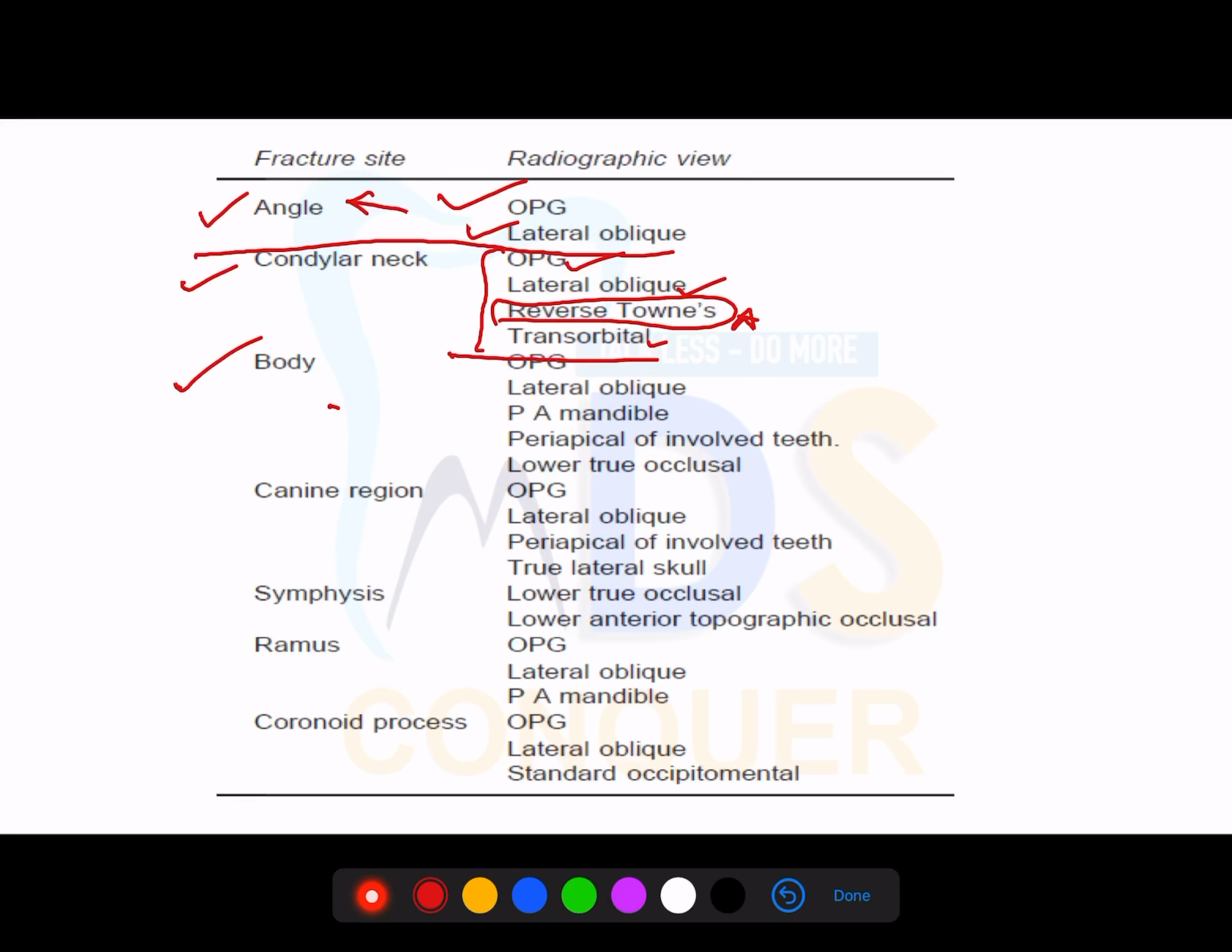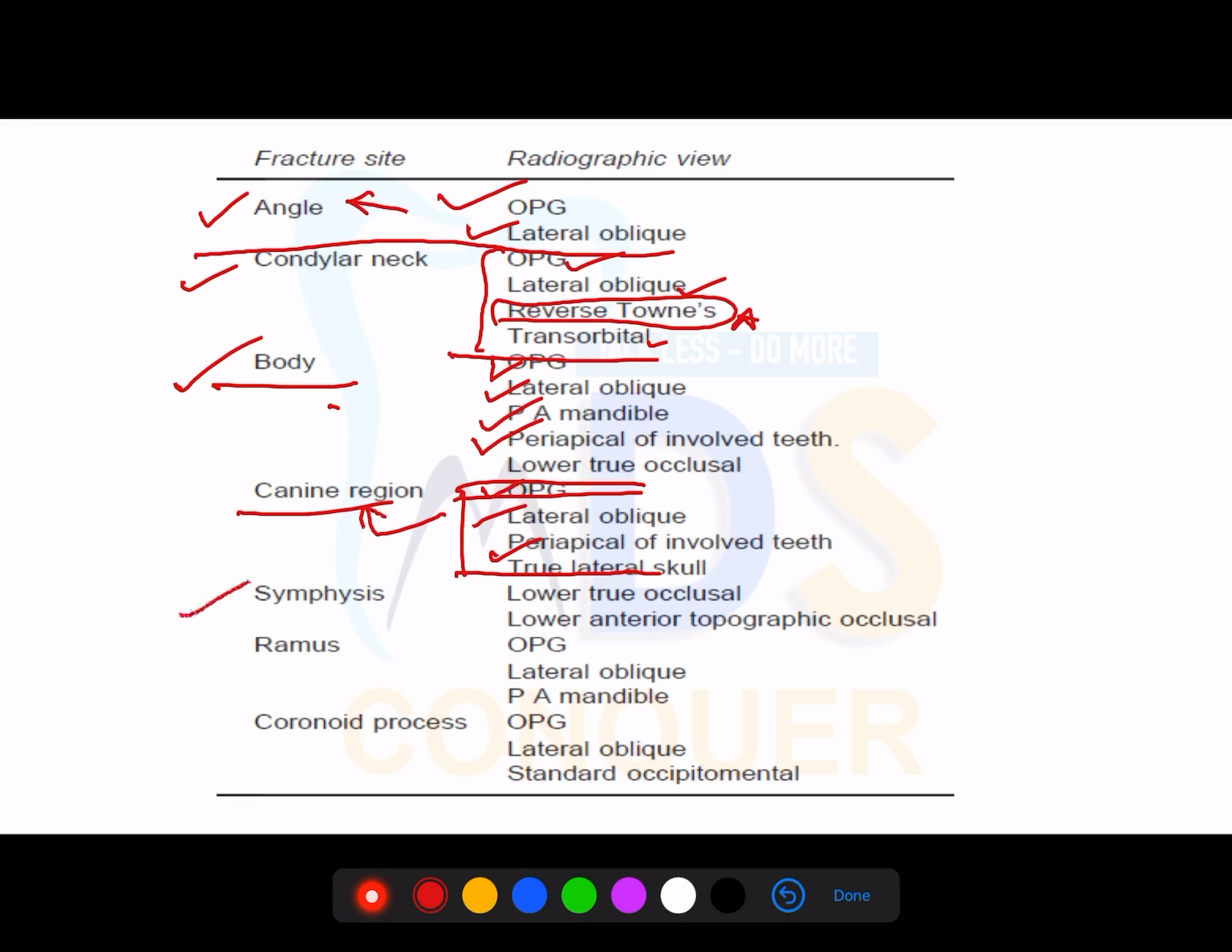Then the body of the mandible can be viewed on OPG, lateral oblique, PA mandible and periapical. Even periapical radiographs of the involved teeth can be used for evaluating body fractures. And for the canine regions: OPG, lateral oblique, periapical of involved teeth and true lateral skull. So these are the radiographic views for the canine region.